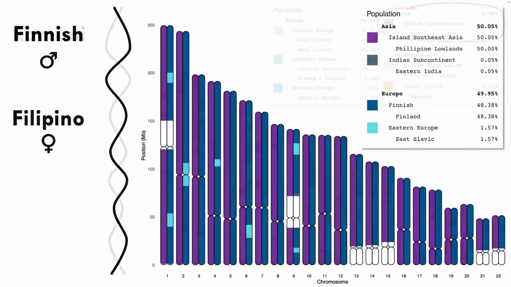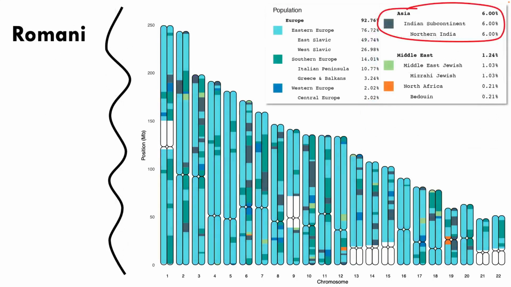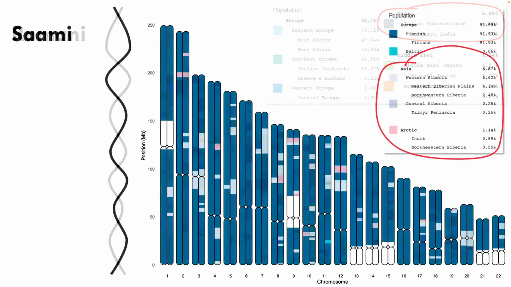I love this. Here's someone who is Romani, and the Romani have North Indian ancestry from sometime in the Bronze Age. So this particular person is from Poland, I believe. So it makes sense that they have more than half of their ancestry from the East Slavic population. But as you can see, the gray segments sum to about 6%, and they have that North Indian ancestry, which is from a few thousand years ago. Very cool to see this.